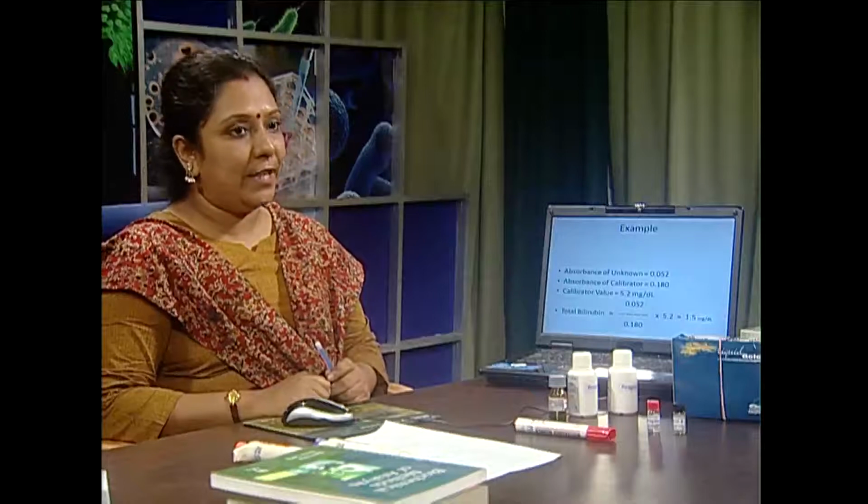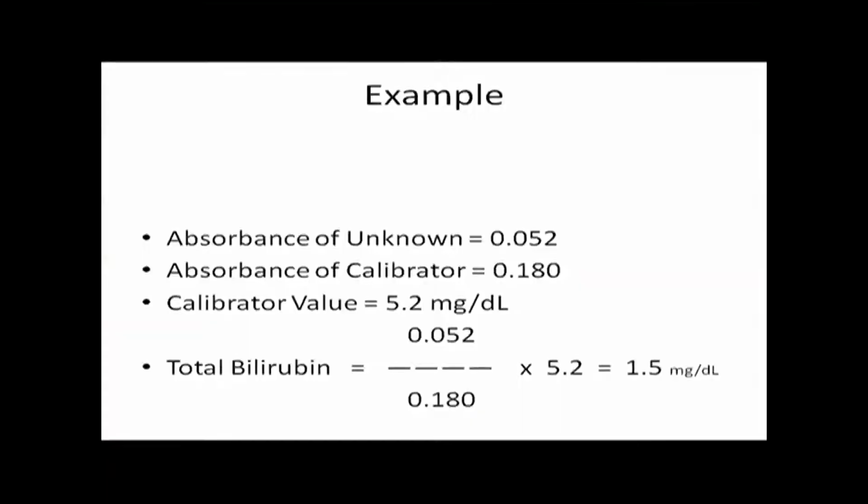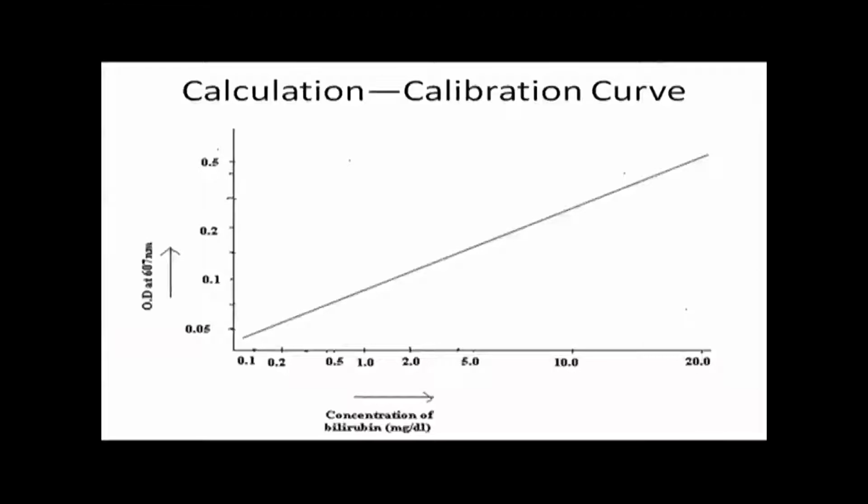Ma'am, can you please explain it with an example? Of course. If the absorbance of unknown is 0.052, that is OD, if the OD or absorbance of the calibrator or standard is 0.180 and if the concentration of the calibrator or standard is 5.2 milligram per deciliter, so applying the formula, you will have the concentration 1.5 milligram per deciliter. Apart from this, you can make a standard calibration curve, OD 607 nanometer versus the series of standard taken. From the calibration curve, by putting OD of unknown serum, you can have the serum bilirubin concentration.